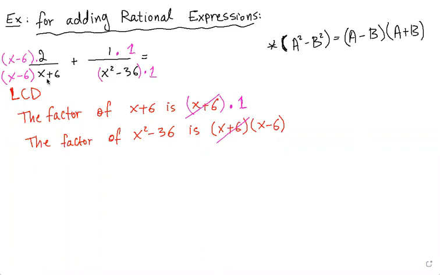After we multiply the numerator and denominator by x minus 6, we simplify and get one denominator. x minus 6 times x plus 6 gives the same denominator, x squared minus 36. That means the denominators are now equal. Let me continue solving. This gives 2 times x minus 6 plus 1 times 1, which is 1, over x squared minus 36.